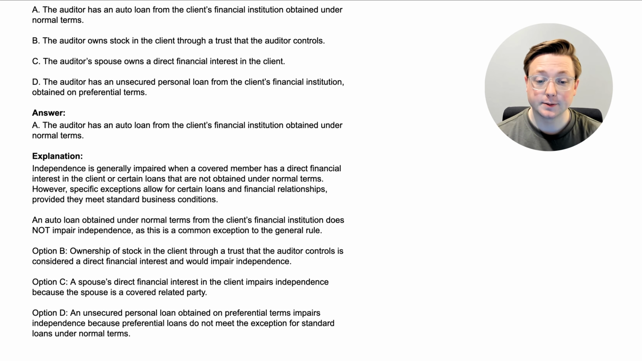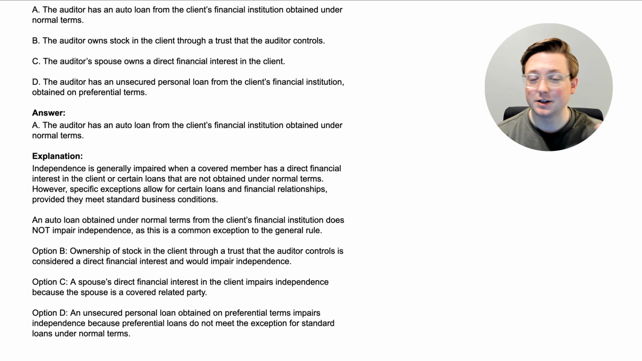Option C, a spouse's direct financial interest in the client, and this is something we kind of talked about in the first question, impairs independence because the spouse is a covered related party. And option D, an unsecured personal loan obtained on preferential terms impairs independence because preferential loans do not meet the exception for standard loans under normal terms.